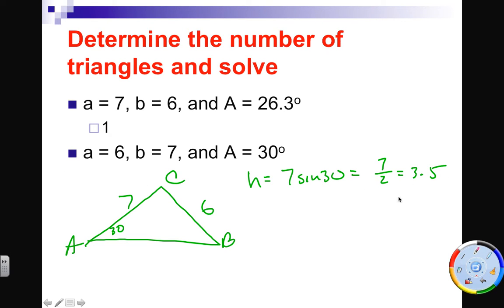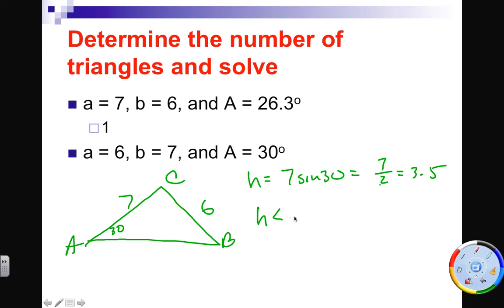Is a smaller than h? No, that means there's at least one triangle. There's either one or two, so we've got to figure this out. Does a equal h? No. Is a bigger than b? No. Oh, that kind of looks like it's going to be a 2-triangle problem. Well, let's think about that.